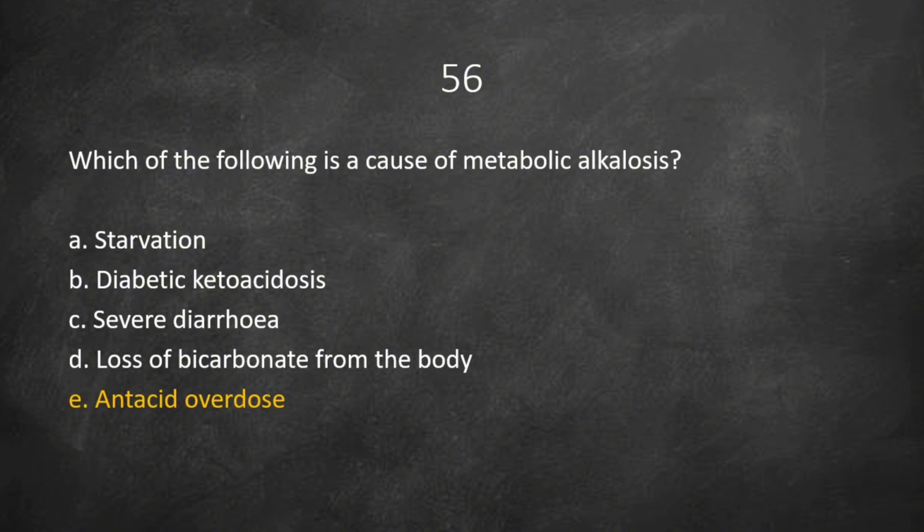Then if you look at option D, which is antacid overdose, yes, this is the correct answer, because when you take excessive antacid, it will actually increase the bicarbonate levels in the blood, which can lead to an elevated pH. So that's the correct answer.